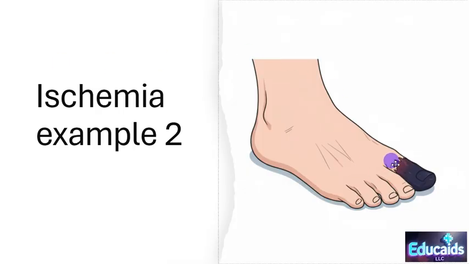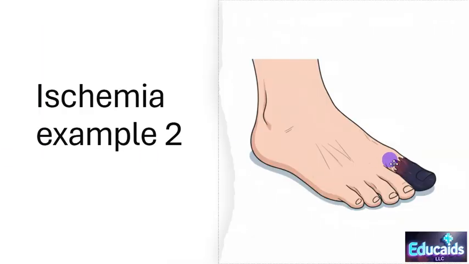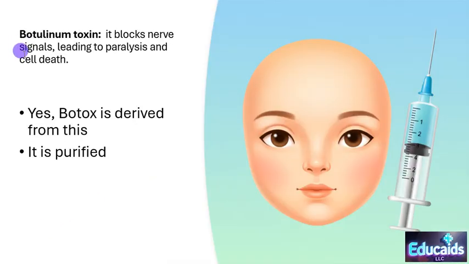Ischemia example two. If you have blood flow that gets cut off to your toe, it's going to turn black and die, and it'll eventually fall off. That's if it's dry gangrene. It can also get infected, and a lot of times it is infected. Botulism toxin blocks nerve signals, leading to paralysis and cell death. Yes, Botox is derived from this, and it's purified. So a lot of us like our Botox. I haven't had any yet, but maybe for my 50th birthday.